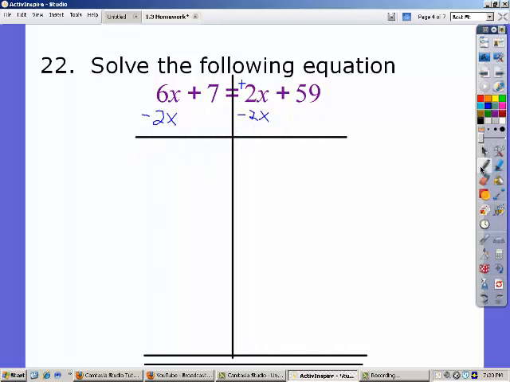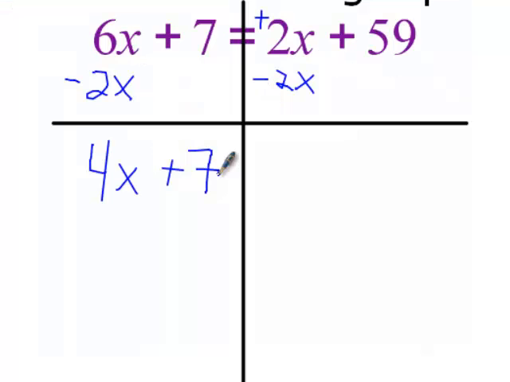We get that. So 6x's take away 2x's is 4x's. We have nothing here, so this is going to drop down. 2x's take away 2x's. These cancel and leave you with 0. So you're left with just the right-hand side of plus 59.